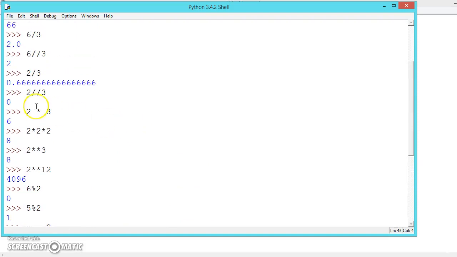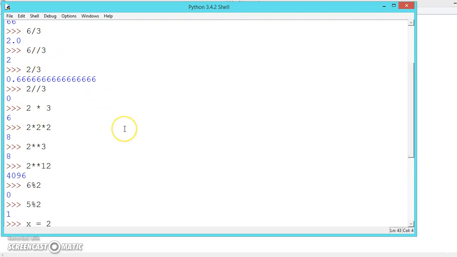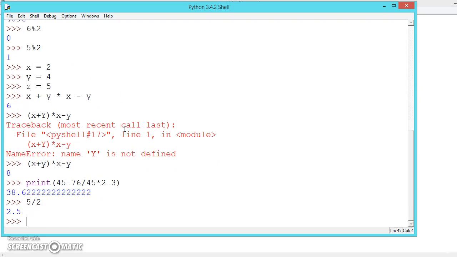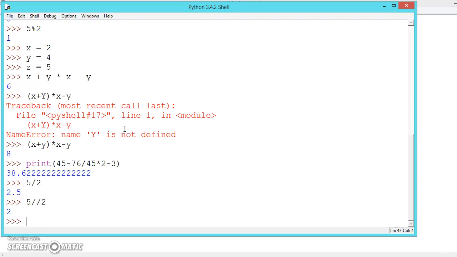Remember that this double slash is used to round down. Suppose here 5 divided by 2 is 2.5, and now if we are rounding it, it will result in 2. So according to the requirement you will be using the operators. So this is all about the mathematical operators. Hope you understood. Meet you in the next video.